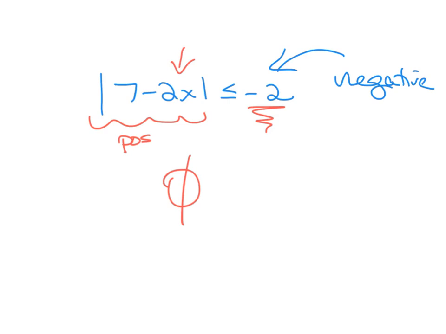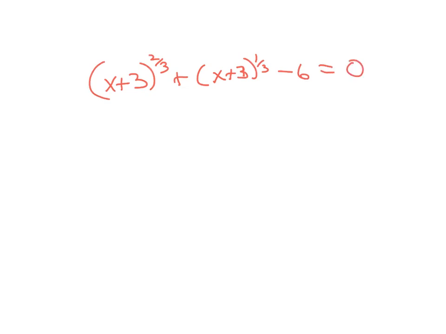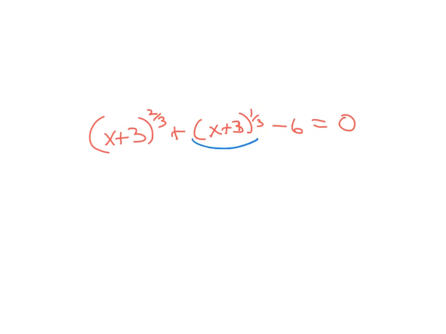Let's try one more question, and we'll do a u-substitution with it. Again, this is from 1.6. So if I have (x + 3)^(2/3) + (x + 3)^(1/3) − 6 = 0. When you're going to use u-substitution, we set u equal to the middle term. So u is going to be equal to (x + 3)^(1/3). Now I'm going to replace, so this will be u. I'm going to write down the minus 6 equals 0.